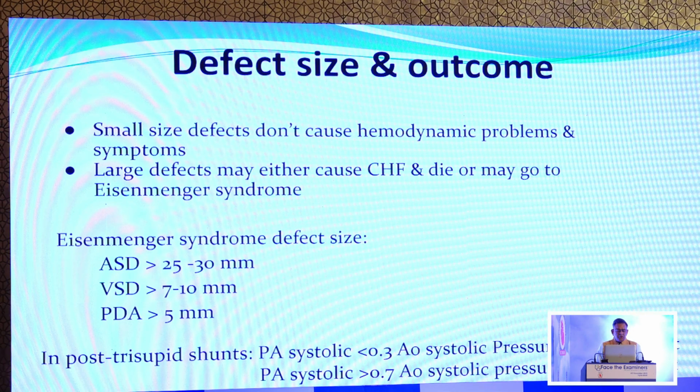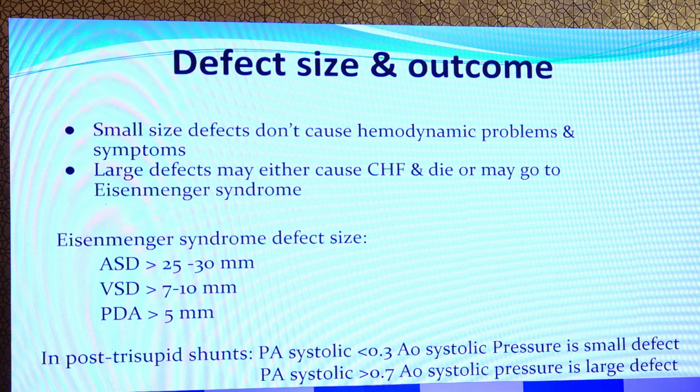So again, small size defects don't cause hemodynamic problems. You need not bother, though in certain situations you need to close them. Large defects may either cause heart failure and the patient may die, or go into Eisenmenger. When do we call them? What is the size which can cause them? ASDs definitely more than 20 millimeters will be associated with Eisenmenger. In fact, Eisenmengers, if you see, will have an ASD of more than 20 millimeters, VSDs of at least 7 to 10 millimeters, and PDAs of at least 5 millimeters. So by size also, you can sometimes say that it is not there.